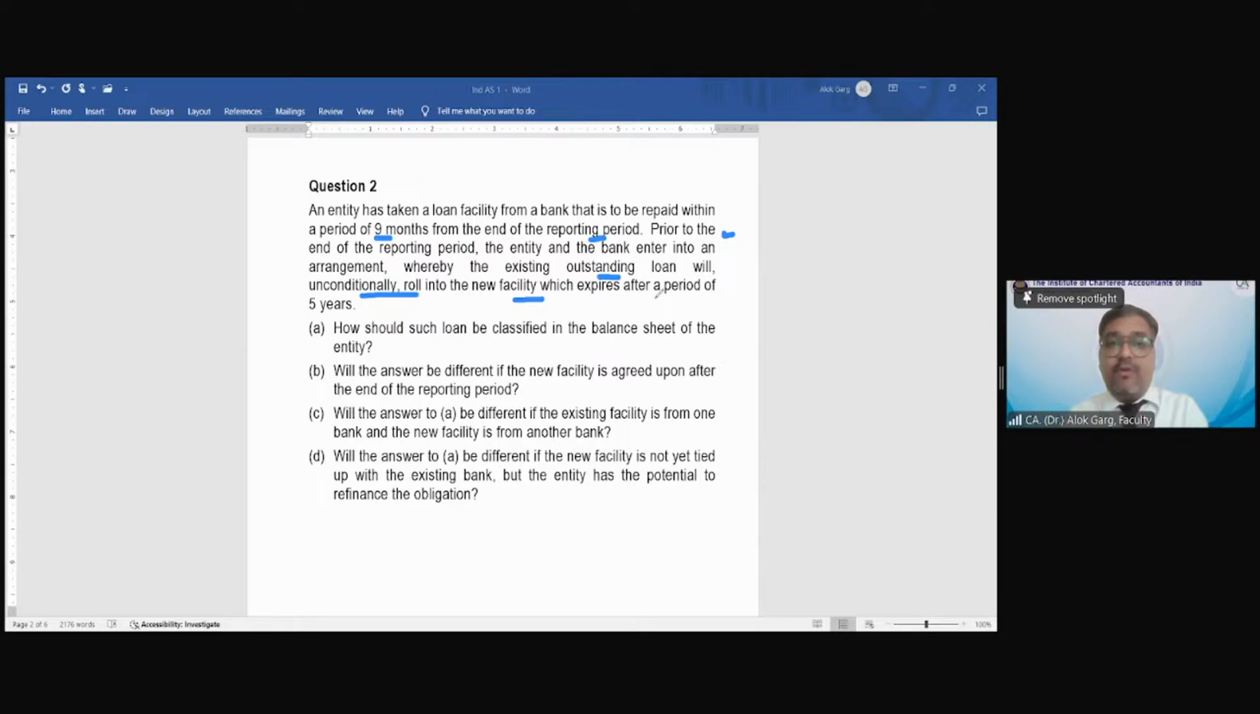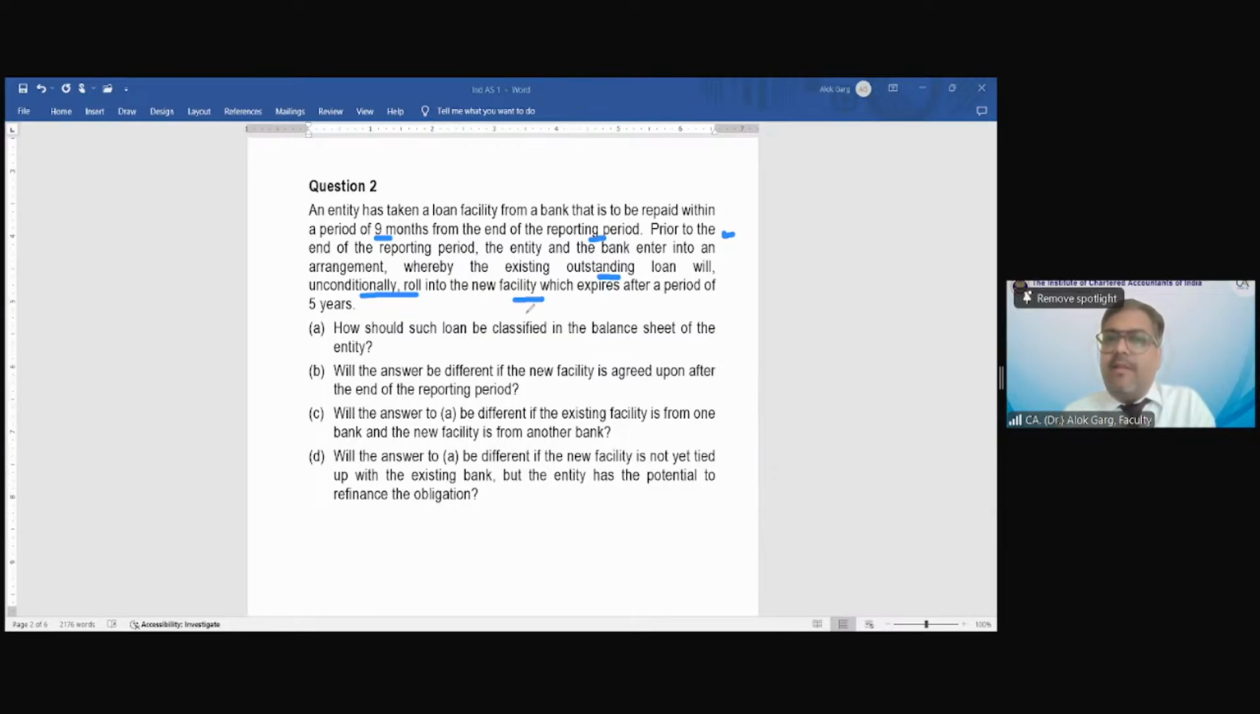So for the initial loan, what was the period within which this loan is going to be repaid? It is 9 months. So on the balance sheet date, as per the existing terms and conditions, this loan has to be repaid within a period of 9 months from the end of the reporting period. So what will be its classification? Just after reading the first two lines, what is the classification? This liability has to be current, right?